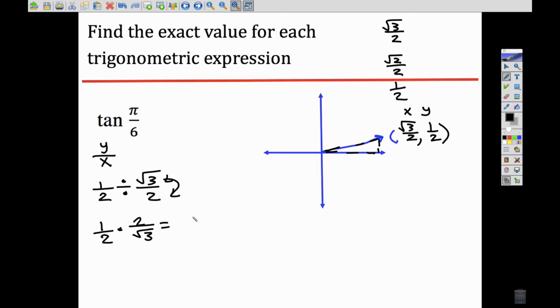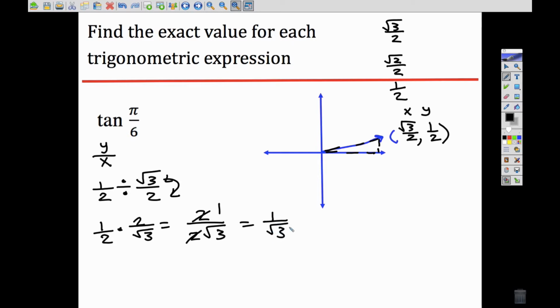And then I multiply the tops. 1 times 2 is 2. Multiply the bottoms. 2 times root 3. Okay? And then I'm going to simplify. Divide this by 2 and I get 1. Divide this by 2 and I get 1. So I have 1 over the square root of 3. That's what the value is.